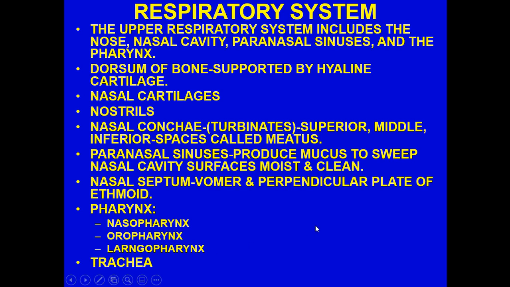Now, in the upper respiratory system, which I said includes the nose, nasal cavity, paranasal sinuses, and pharynx, we have to note that there are, in the nose at least, structures that are cartilaginous or bone-like. The dorsal of the bone is supported by the hyaline cartilage. You have the nasal cartilages there in the nostrils. You have nasal conchae, which are the turbinates. These include the superior, middle, and inferior. The spaces beneath the conchae are called meatuses.